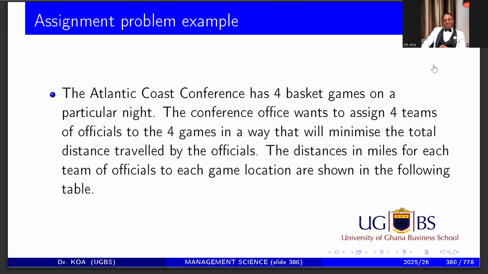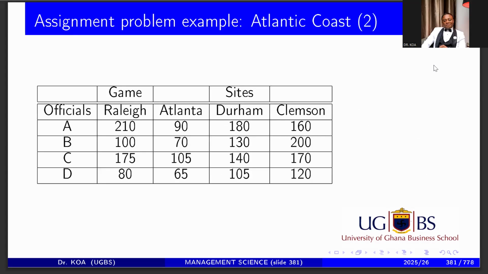Just like you might think about a football game, these days we have the referee, we have the linesmen, and then we have those at the poles. So that's like 5 teams of officials. But for this particular game, we are talking about 4 teams of officials. Okay, so there are multiple teams. The distances in miles for each team of officials to each game location are shown here. So officials in Group A will have to go to one of these possible game sites: Raleigh, Atlanta, Durham, or Clemson.